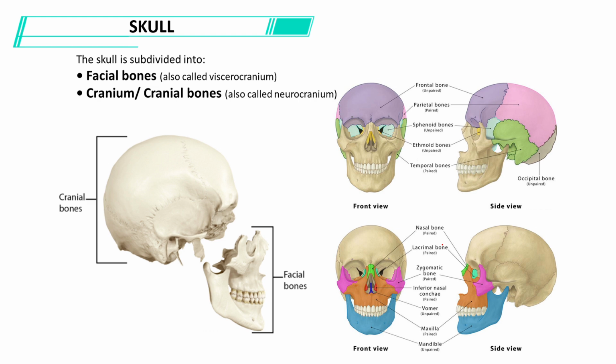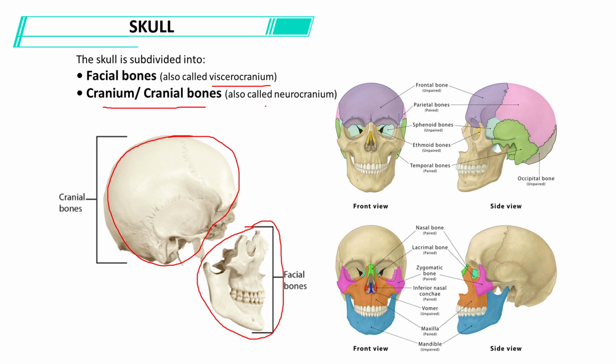So the first topic, I will be talking about the skull. The skull is composed of two sets of bones. These are the facial bones, also called the viscerocranium. And the upper bones here are the cranial bones, also called the neurocranium because it protects your brain.